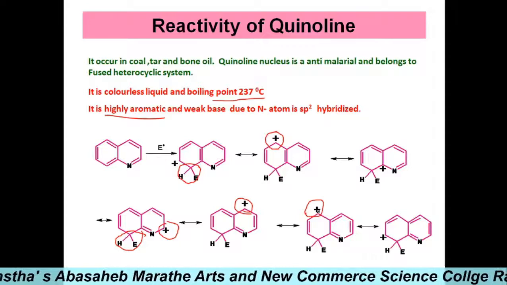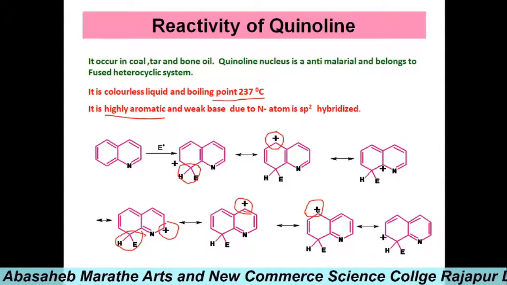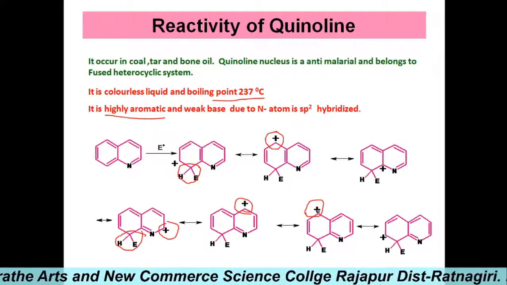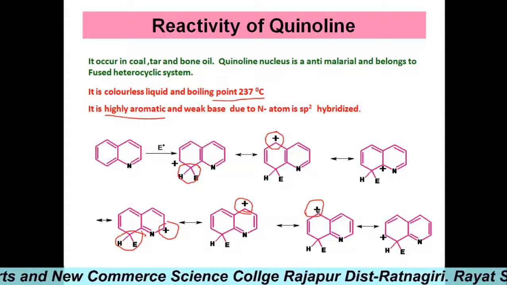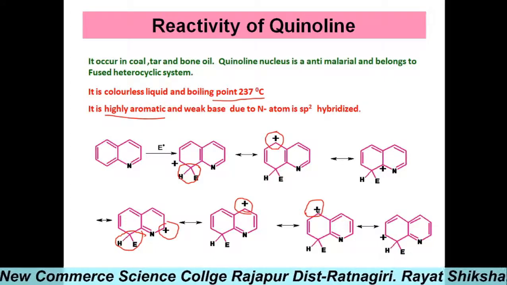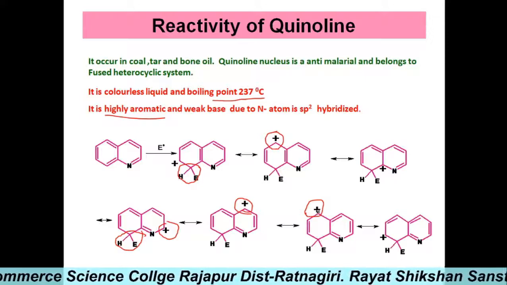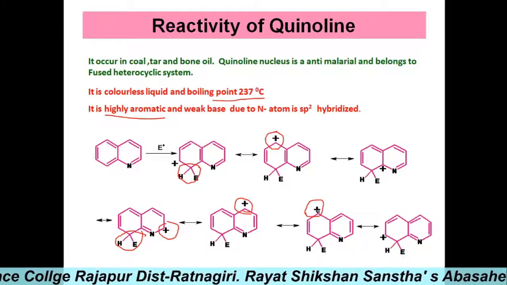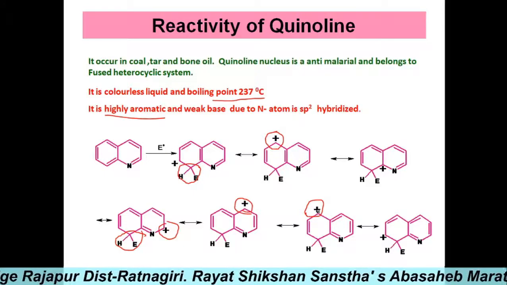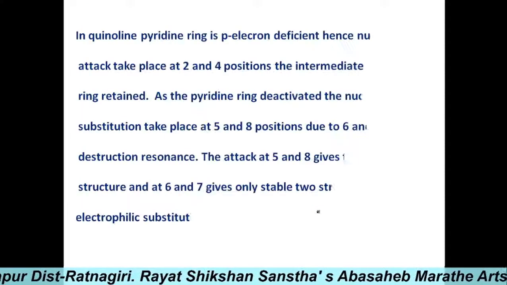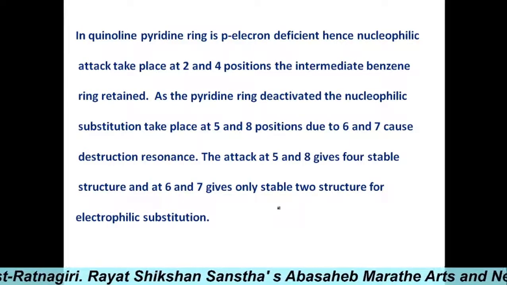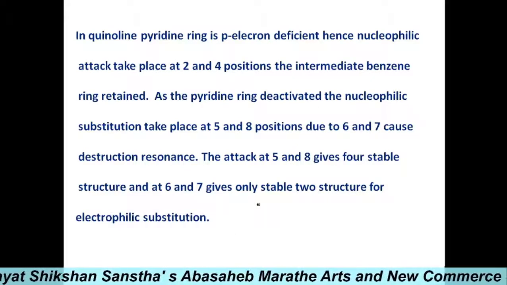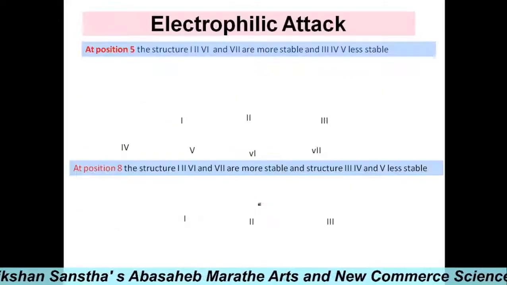We compare the relative stabilities of the intermediate carbocations formed by electrophilic attack at different positions. Also, electrophilic substitution involves attack on quinoline formed by protonation at the nitrogen, which has the effect of preventing attack on the heterocyclic ring. So we have the pictures for electrophilic substitution at the 5 and 8 positions, as for the 6 and 7 positions.